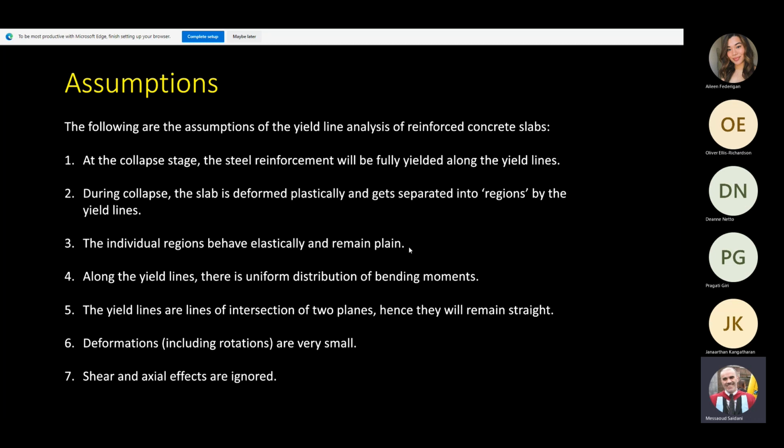The yield lines are lines of intersection of 2 planes, hence they will remain straight. All it means here is that the yield lines remain straight, okay? Deformations are very small. This is similar to the plastic theory. Do you remember plastic theory of structures? Deformations are very small. And the last point, again, is exactly the same as the plastic theory of structures. Shear and axial effects are ignored. In other words, negligible. So ignore the shear and axial effects.